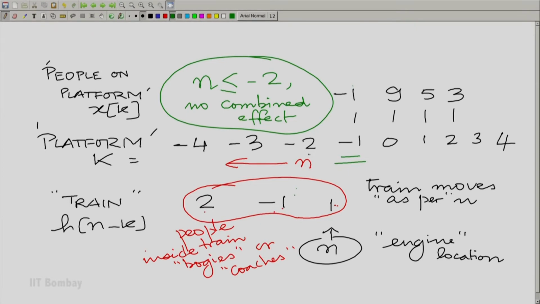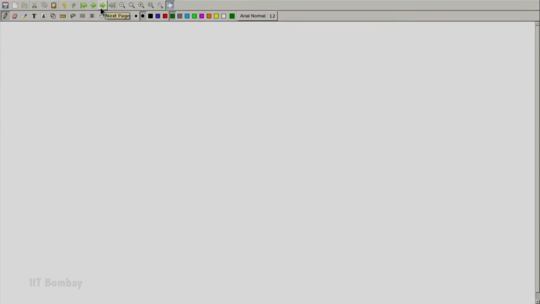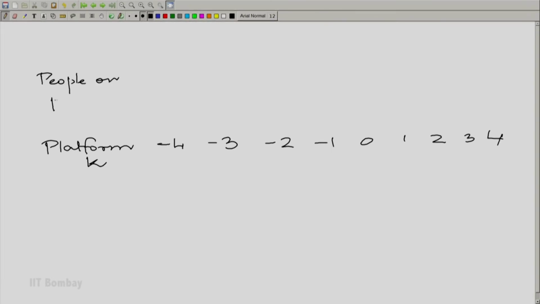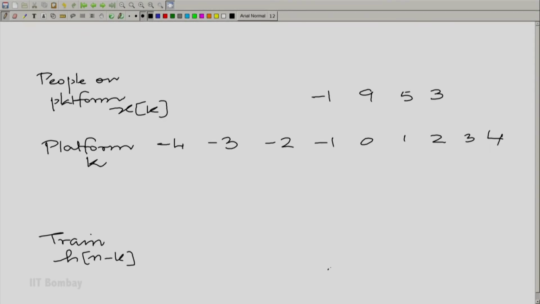So, now let us start finding the combined effect step by step. Let us write down the train and the platform once again and write down the combined effect everywhere. So, we write down the platform once again and the people on the platform, and we will write down the train on the side, and we will now write down y of n.